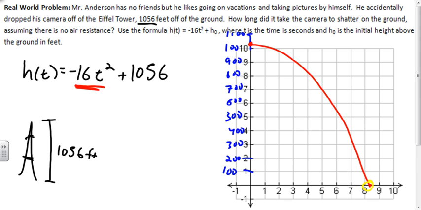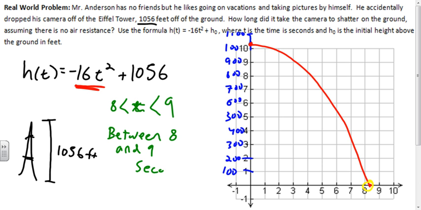So we could either say that 8 is less than x, or should I say t in this case, less than 9, or we'd say that it hit the ground between 8 and 9 seconds. So it's good to know that my camera took about 8 seconds to fall to the ground.